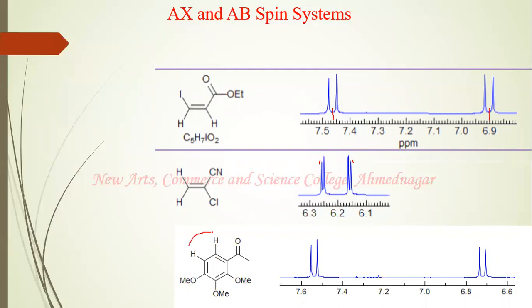This is another example where there is a large difference in the chemical shift values. In this case, the carbonyl group is going to de-shield this proton. So let us say this is the X proton and this is the A proton, because the methoxy is electron donating, and therefore this is the A proton. So the A proton signal is this. So you have well separated doublets. Look at the appearance of the two doublets. The change in the nature is observed.